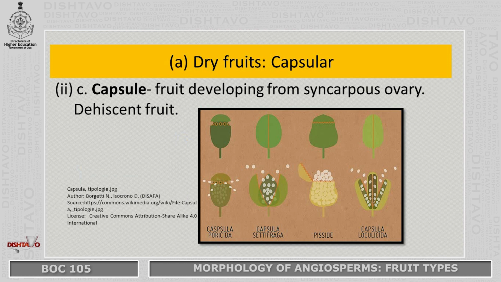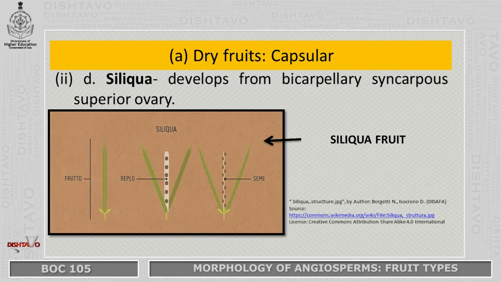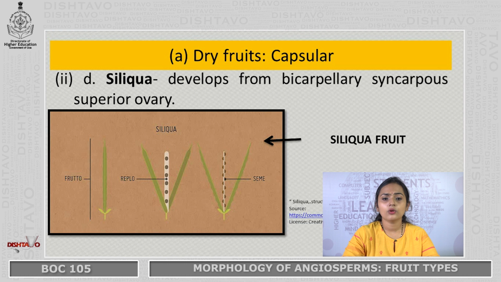The third type under dry capsular fruit is a capsule. The fruit develops from a syncarpous ovary and the dehiscence pattern varies in capsule. The dehiscence can be with apical pores, basal pores, teeth and also the top portion of the fruit may be cut open and the seeds are spread. The fourth type is siliqua. It develops from a bicarpellary syncarpous superior ovary. Initially it is one chambered but then after the presence of the false septum it turns out to be two chambered. The seeds here are attached to the rim. It is called the replum.